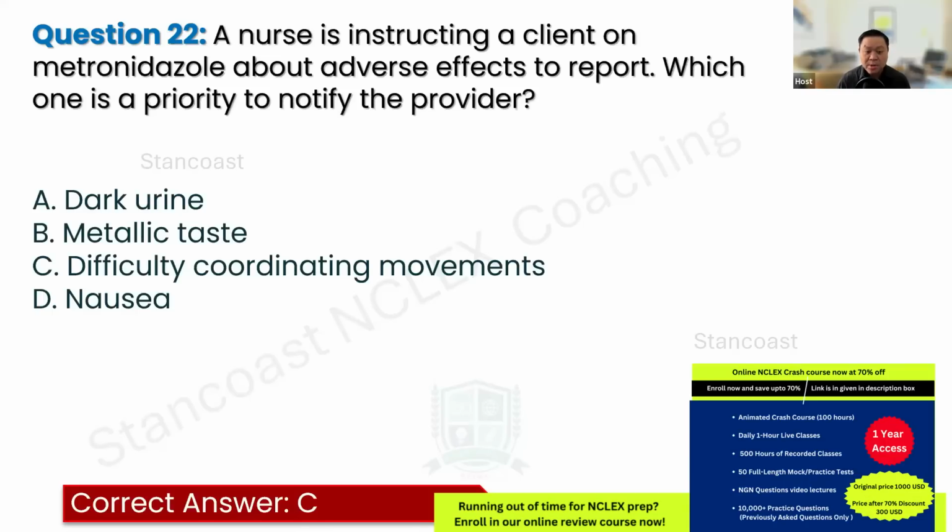Now, I want you to identify the most urgent adverse effect to report, but here you need to focus on the CNS toxicity signs over common adverse effects. Now, let's have our item number 23.